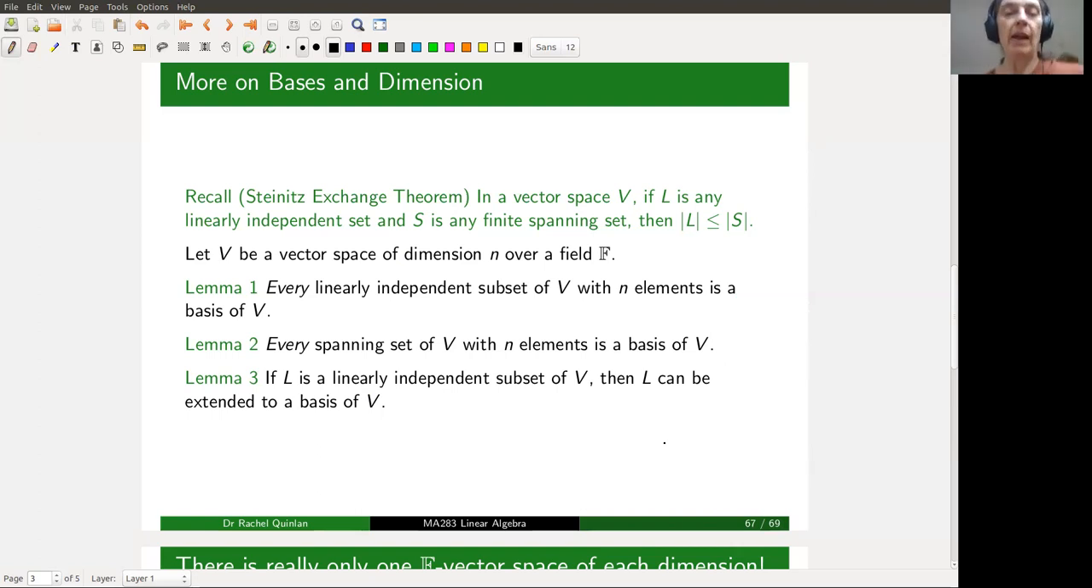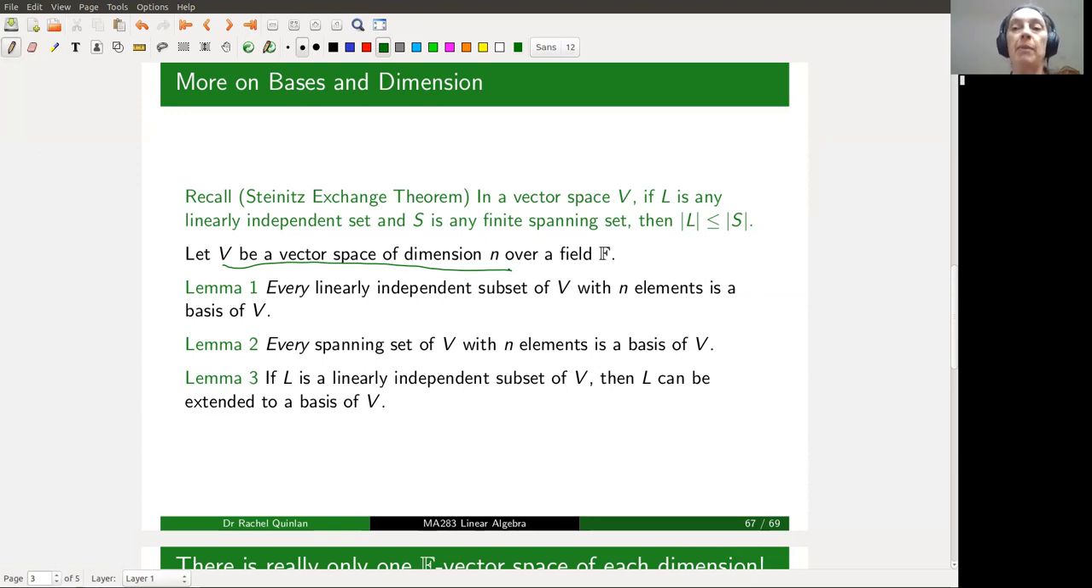Okay, so the first one: every linearly independent subset of a vector space V which has dimension n, with n elements, is a basis. Our setup is that we've got a vector space V of dimension n. What that means is that we have a vector space V and some basis of it has n elements. And that means, as we know, that every basis of it must have n elements. So what we're saying in lemma 1 is that if this is the situation, then every linearly independent subset with n elements must be a spanning set.